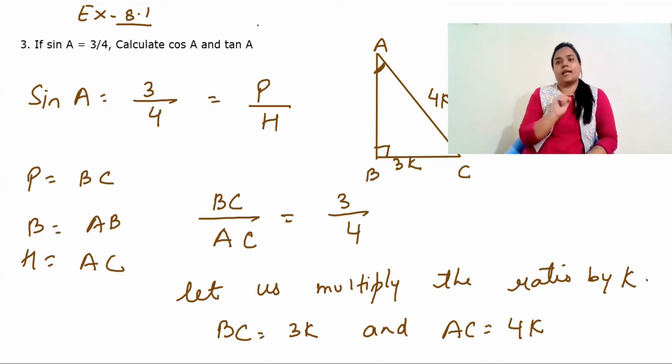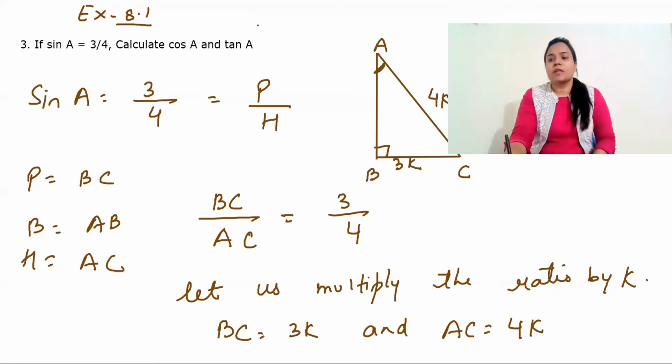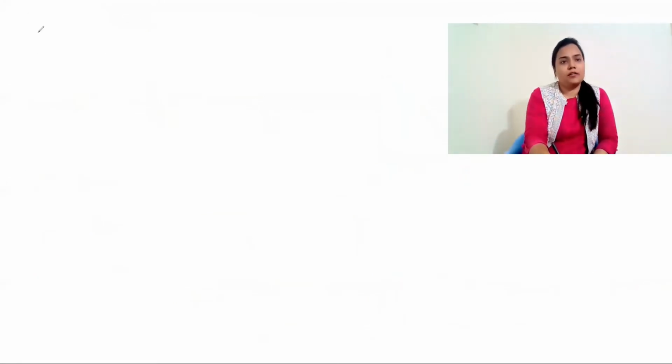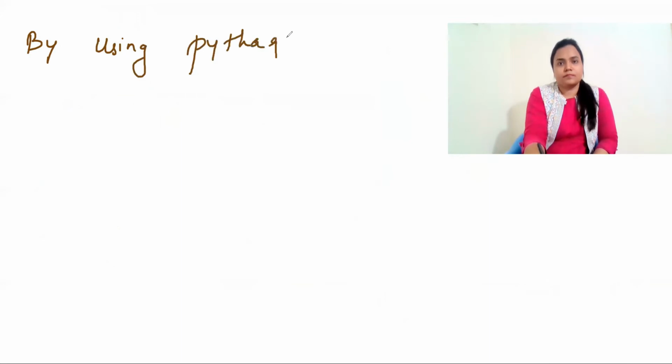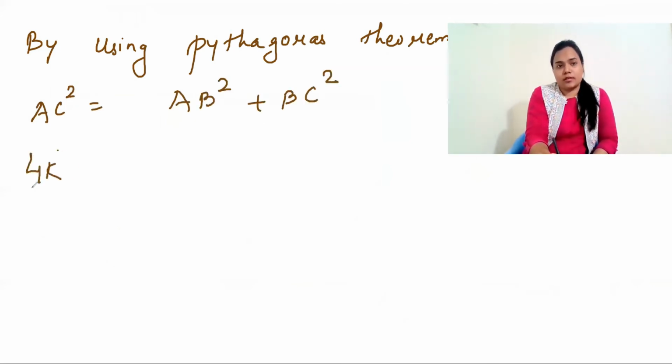We need to find AB first. Because whenever we have to find T ratio, we have to find all the three sides. So again, how can we find that? Using Pythagoras theorem. By using Pythagoras theorem, AC square is equal to AB square plus BC square. And what is our AC? That is 4K.